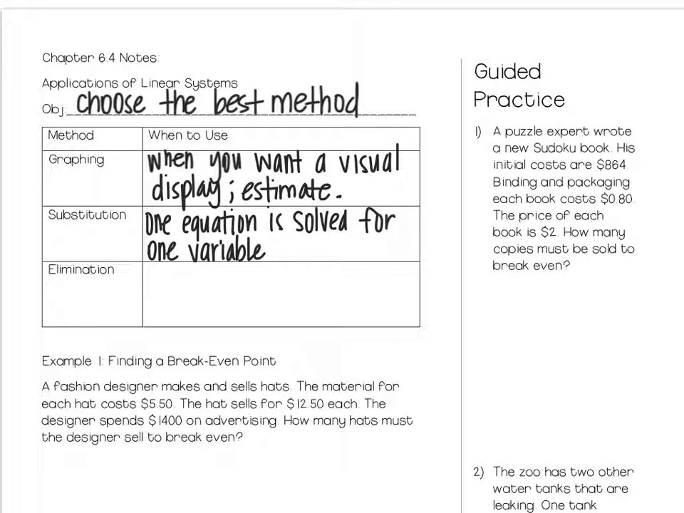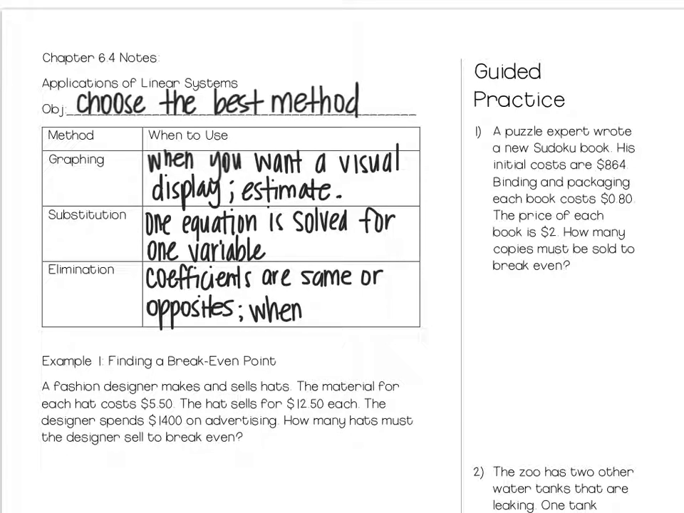And then elimination would be better if the coefficients are the same or opposites already. Or when all else fails. Like elimination's probably your last resort. If substitution and graphing won't work, then you're going to use elimination.